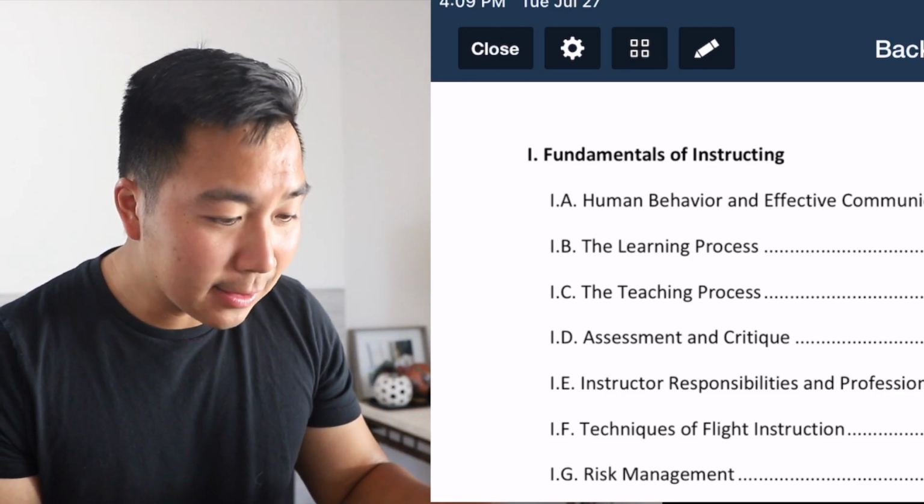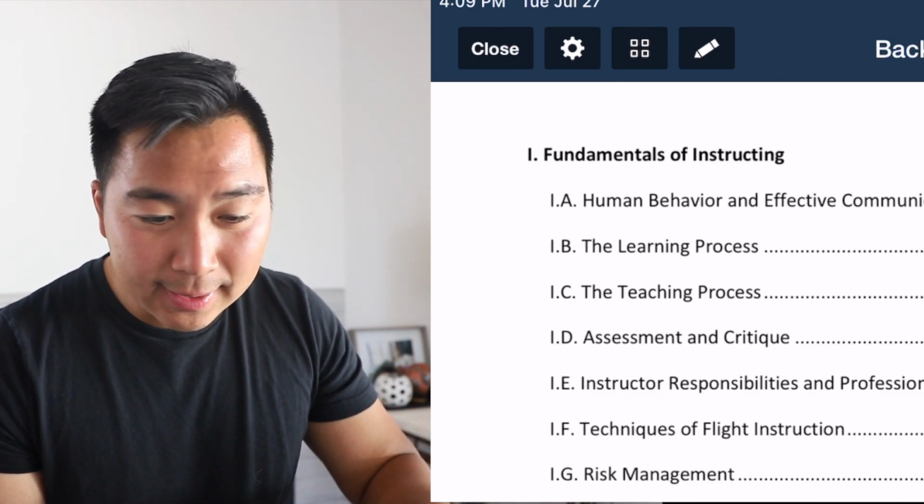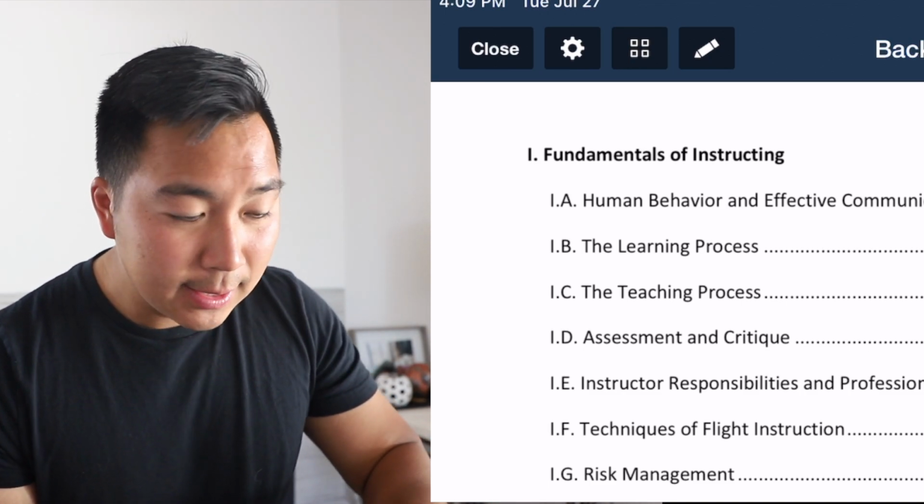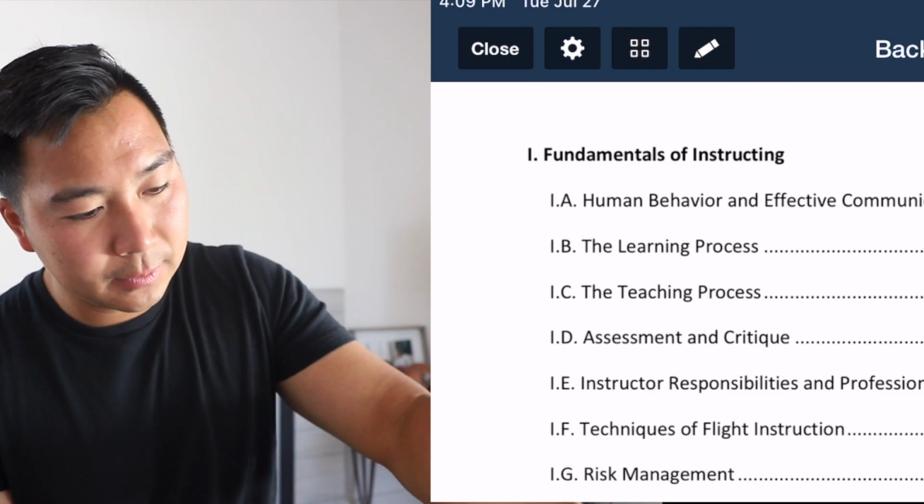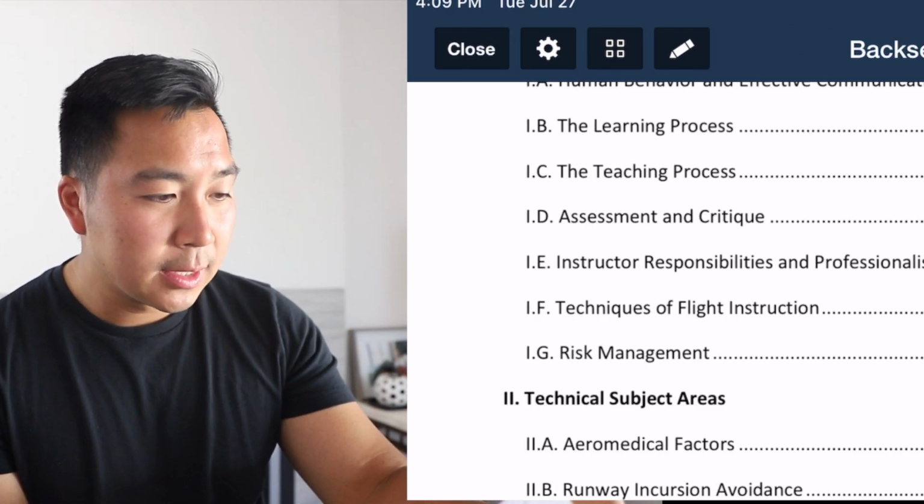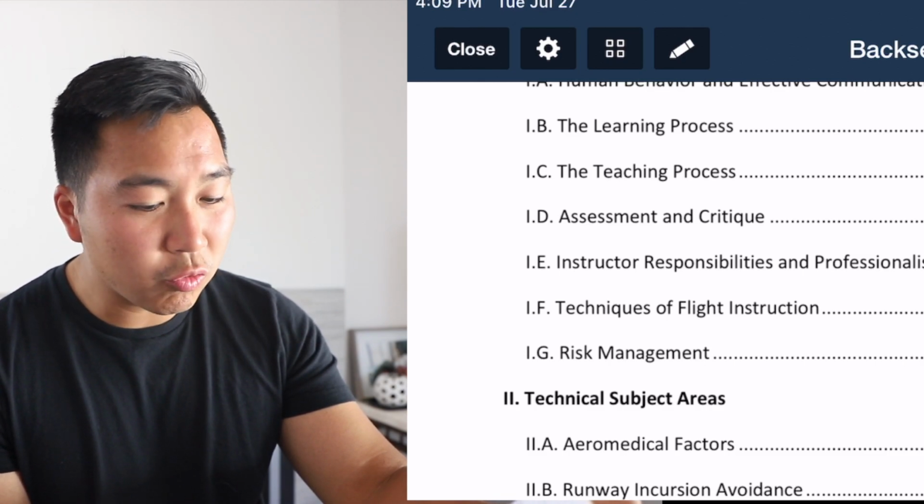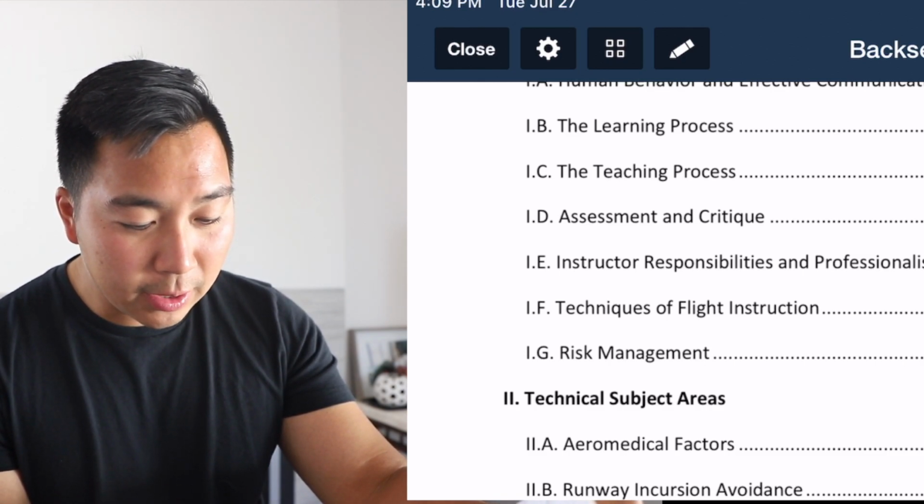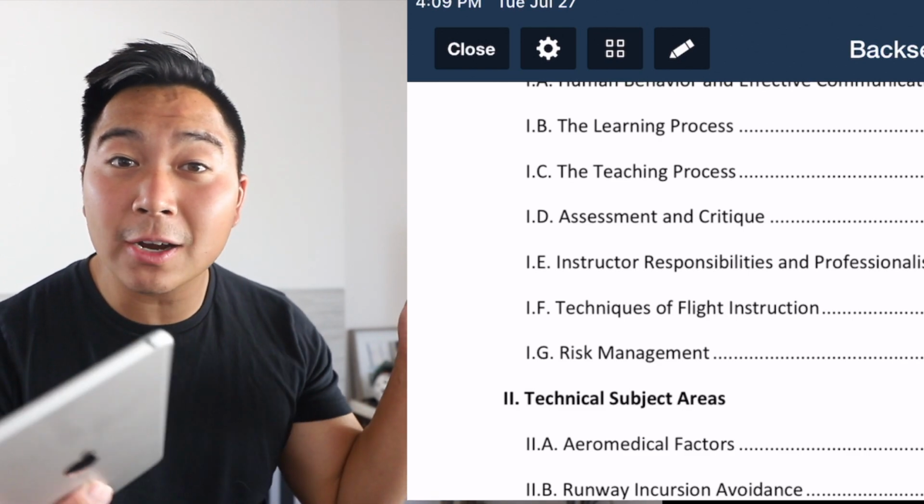What a coincidence. Look at that, it lines up so perfectly. Next one is the learning process, the teaching process, right? And you can even go down technical subject areas: aerodynamical factors, runway incursions, and number 3, pre-flight preparation. So you can start seeing how Backseat Pilot lines up with the PTS, all right?